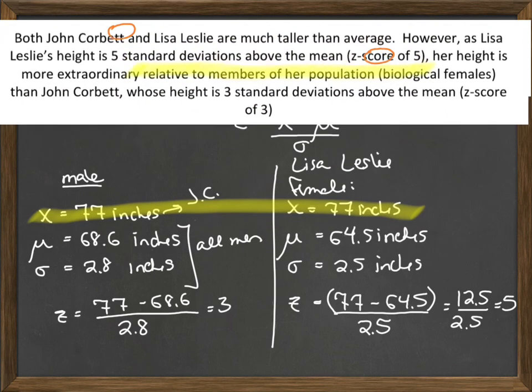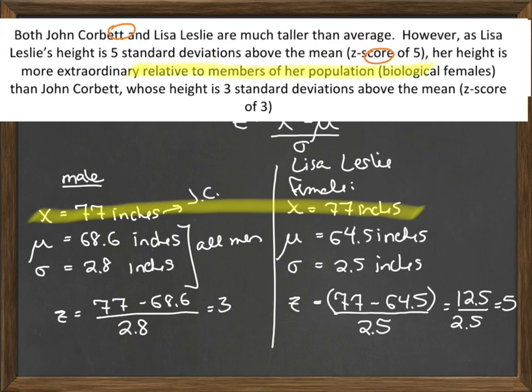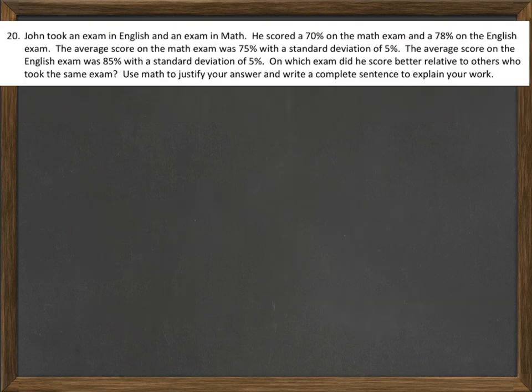So here's what we need to say. We need to say both John Corbett and Lisa Leslie are much taller than average. They're both 77 inches tall. However, as Lisa Leslie's height is 5 standard deviations above the mean, her height is more extraordinary relative to members of her population, which is biological females, than is John Corbett, whose height is only 3 standard deviations above the mean relative to members of his population, which is biological males.